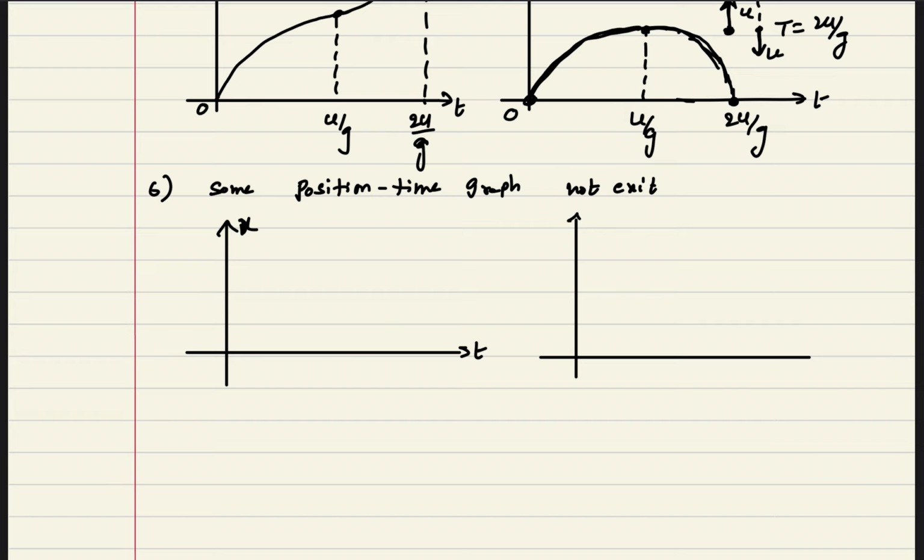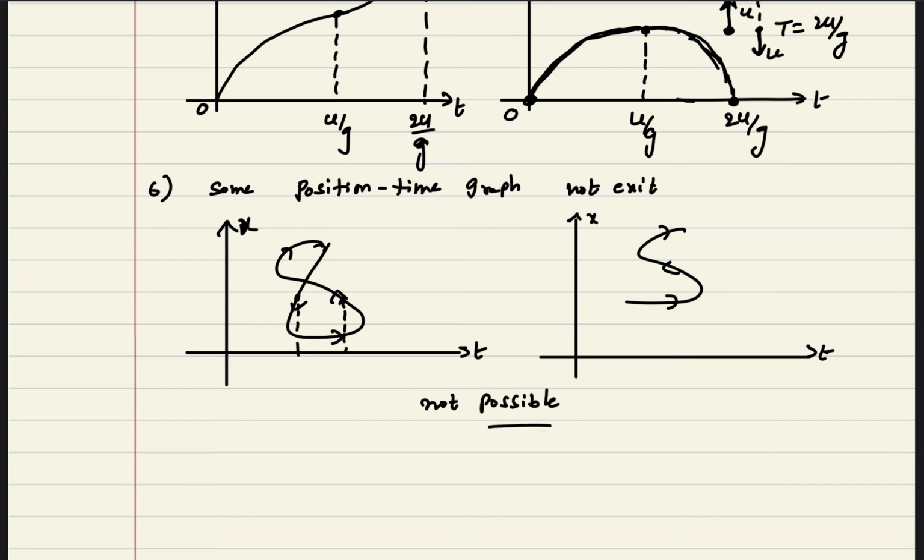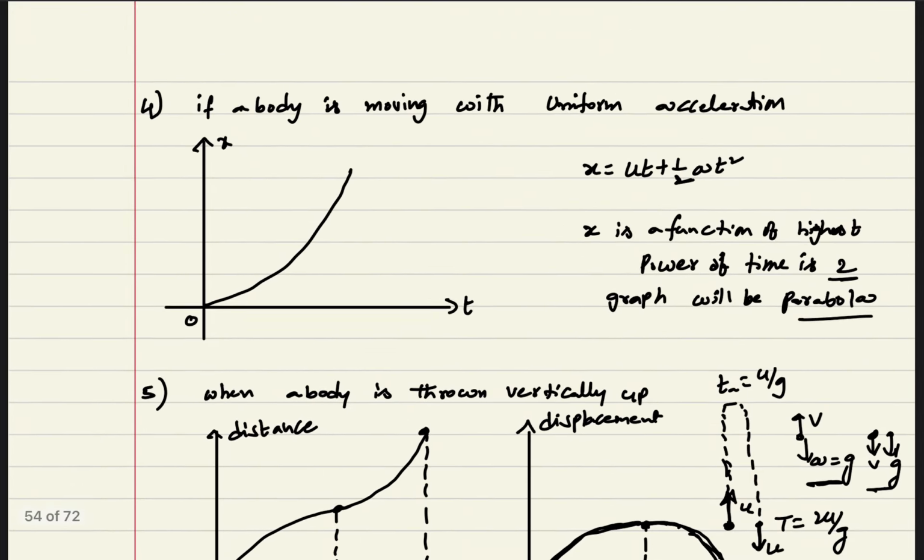You can see position x and time t. If I draw the graph like this, one body is moving like this and coming back, this does not exist. Why? Because at the same time different positions are not possible, as well as time never comes back. Similarly, if I draw like this also, this is not possible. Same time, two different positions of the same body not possible. For the same body, not different bodies. This is about the position and time graph.